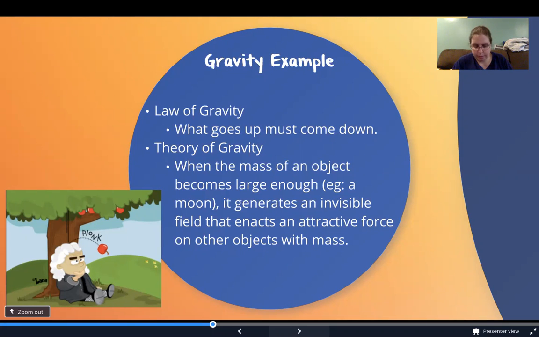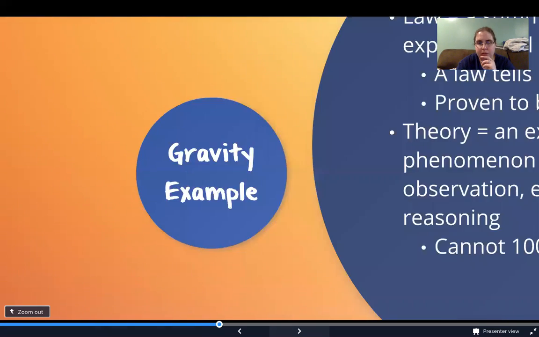Now, can I show you this invisible field? No. But that doesn't mean that we can't measure it. We can observe what happens within it. We can do research and experimentation that supports the theory of gravity. But since I cannot show you this invisible force field, I can't actually 100% prove it, no matter how much data I have that supports this theory. So that's kind of the difference between those.